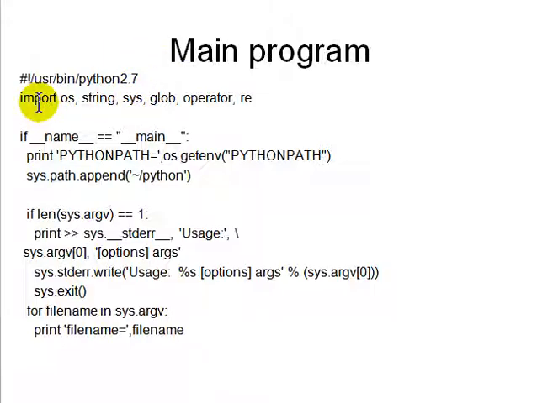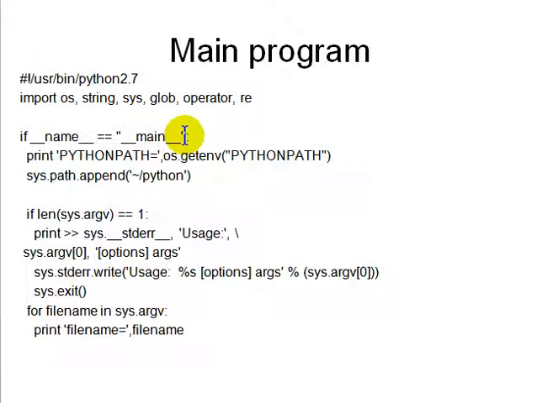First thing we normally do is import a bunch of libraries that we need in almost all Python programs. One is os, string, sys, glob, operator, re, and there will be a whole lot more that you use all the time, so you might as well import them at the beginning. In the main program, this script could also be used like a library, but if you call it as a main program, then this part will get executed. If name is main, that means the caller is calling this script specifically, it's not imported by another library. Otherwise this part becomes dummy when it gets imported into another program. You can use this program like a library.